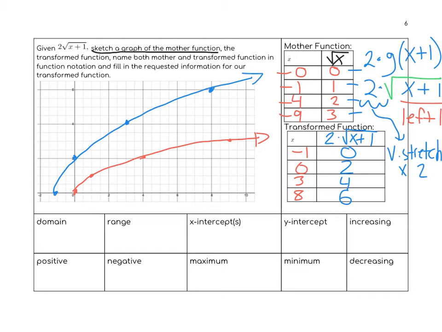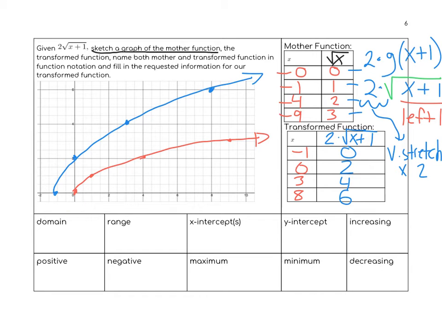Nice smooth curve through there. And what's going on here is that we have a graph that has been moved to the left and stretched vertically. Let's revisit domain and range. I'm going to do these for the blue graph, not for the red graph.